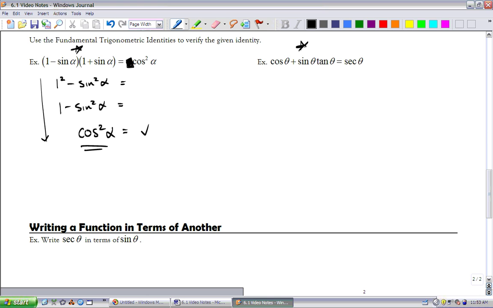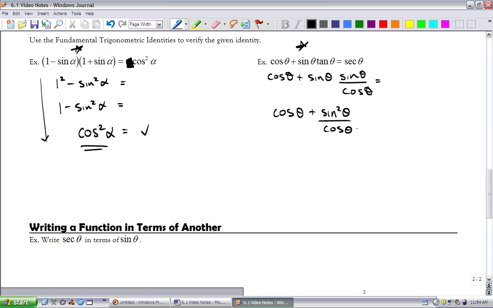Now, a pretty common thing to do is, when I have multiple trig functions, see, I have 4 different trig functions in this problem: a cosine, a sine, a tangent, and a secant. I'll often just write everything in terms of sines and cosines. So I get cosine theta plus sine theta, and tangent by the quotient identities is sine theta over cosine theta. Since I'm working on the left, I can only manipulate the left. But this is what I get: cosine theta plus sine squared theta over cosine theta.